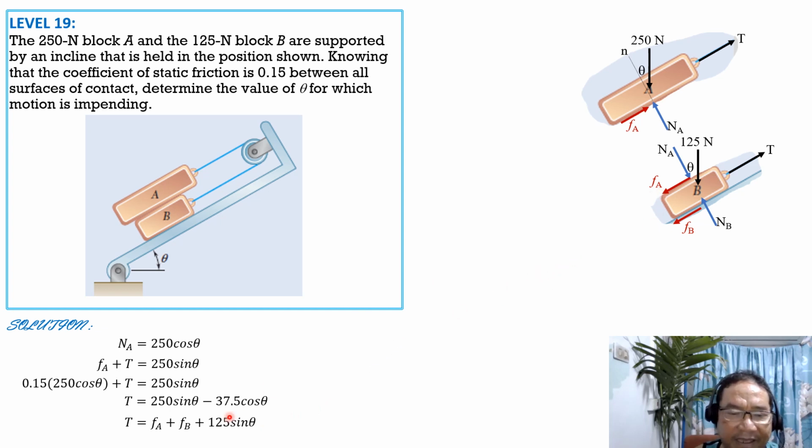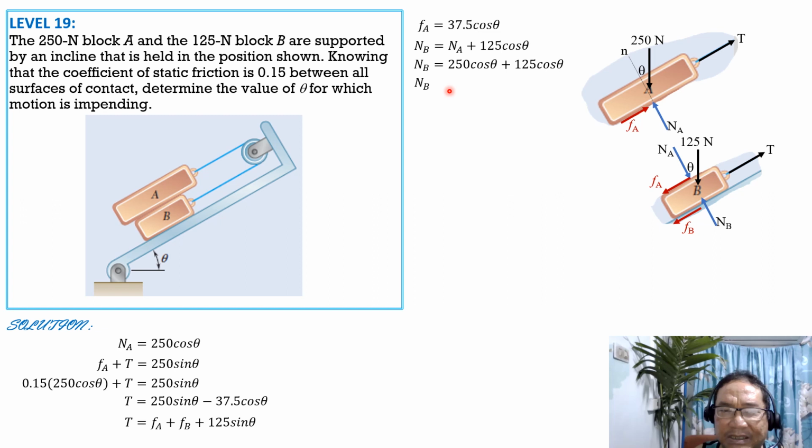Remember that FA is 37.5 cosine theta. Then we need to express FB in terms of the normal NB, and to do that, summation of forces normal equals 0 for this FBD. So NB equals NA plus 125 cosine theta. Substitute the value of NA, which is equal to 250 cosine theta. So NB is 250 cosine theta plus 125 cosine theta. So NB is 375 cosine of theta.